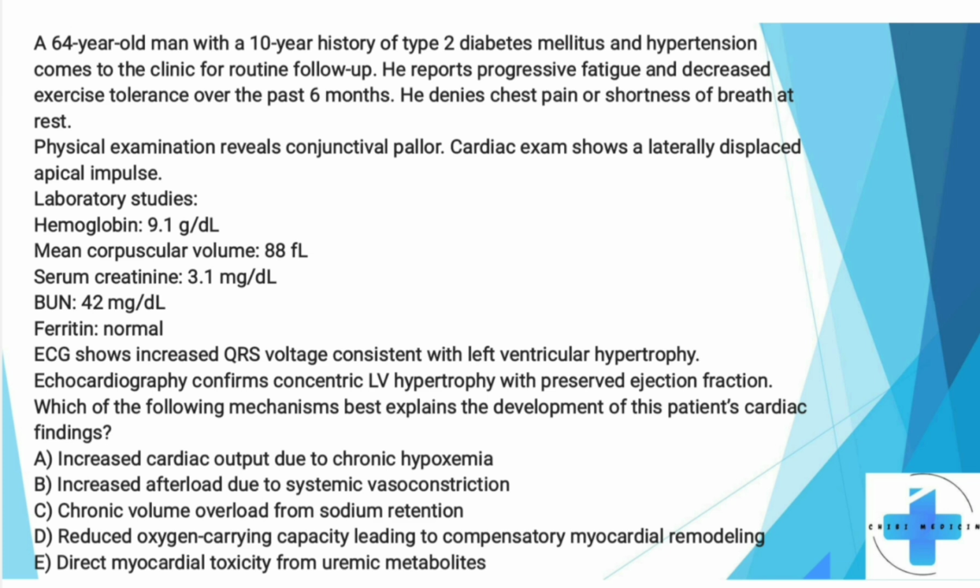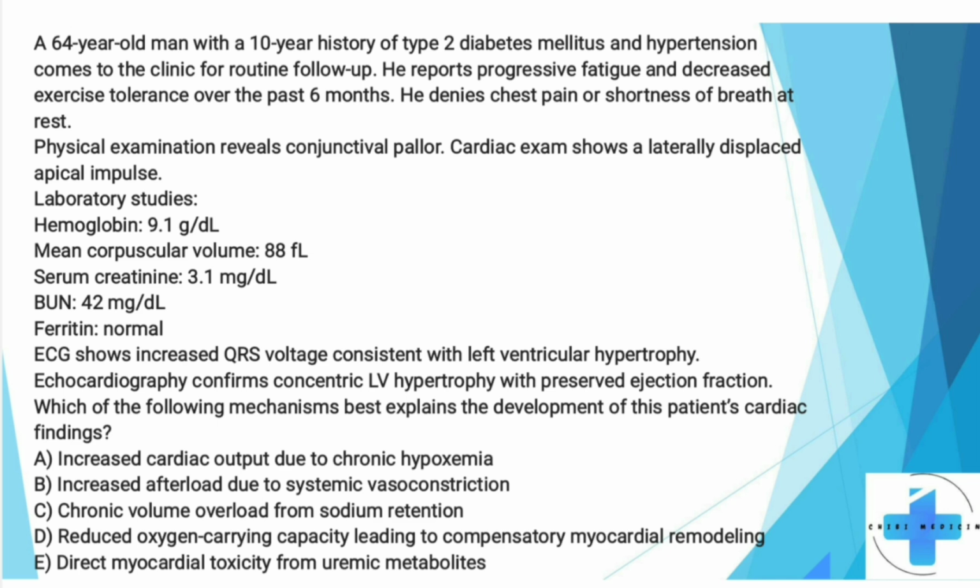So for this question, we have a 64-year-old man with a 10-year history of type 2 diabetes mellitus and hypertension who comes to the clinic for routine follow-up. He reports progressive fatigue and decreased exercise tolerance over the past 6 months. He denies chest pain or shortness of breath at rest. Physical examination reveals conjunctival pallor. Cardiac exam shows a laterally displaced apical impulse.